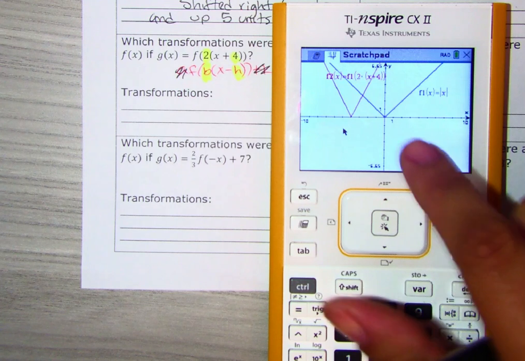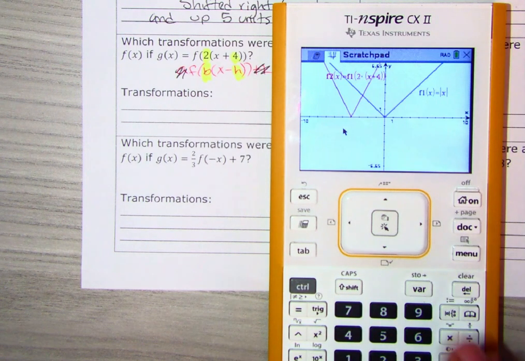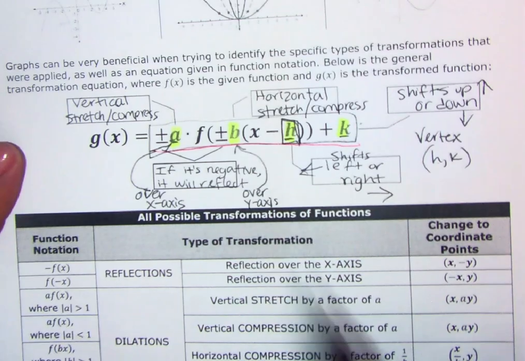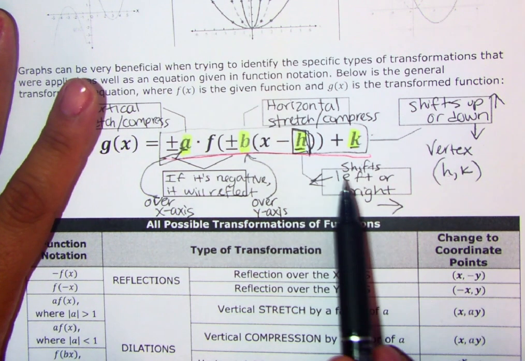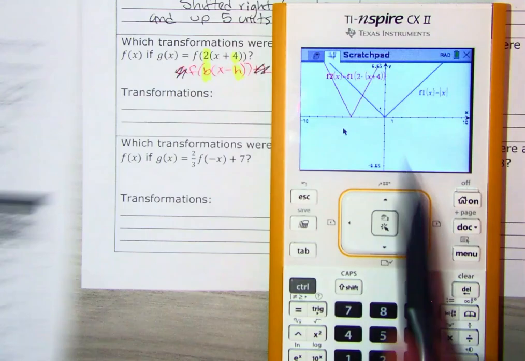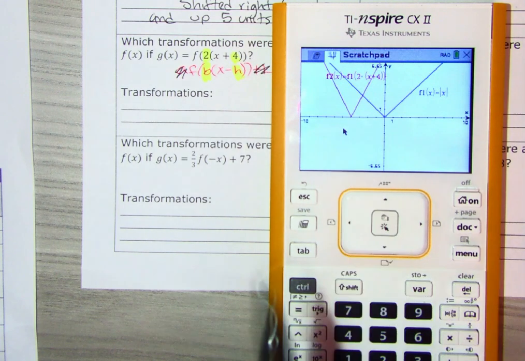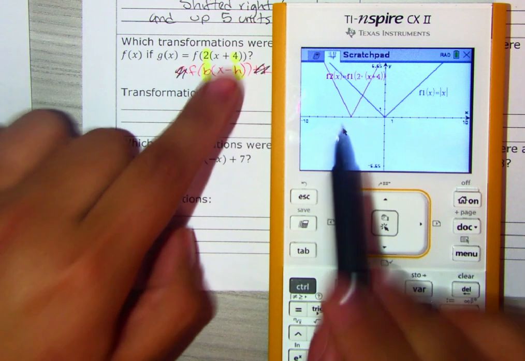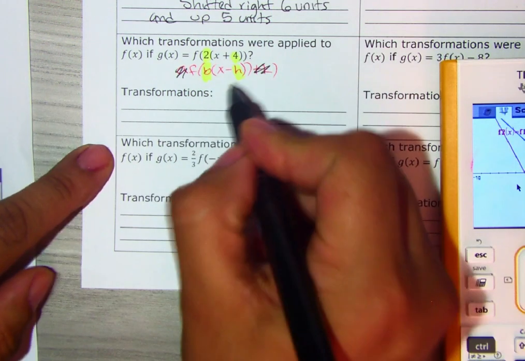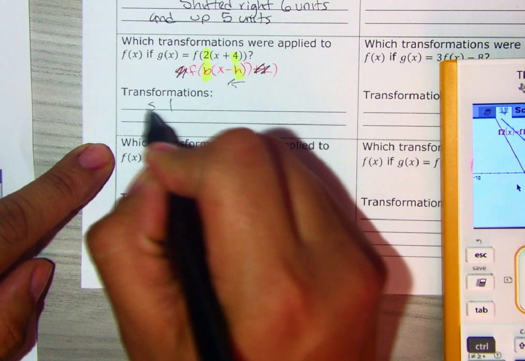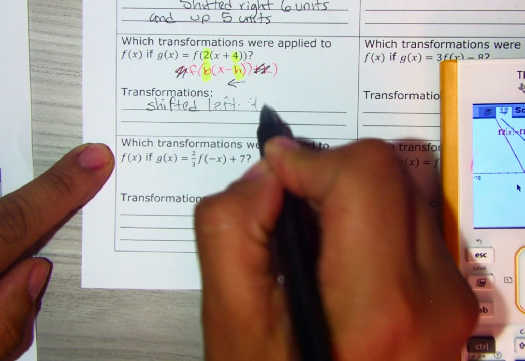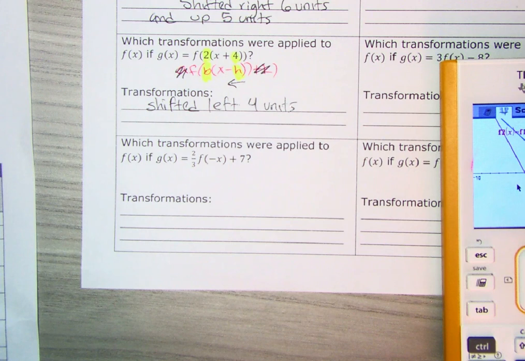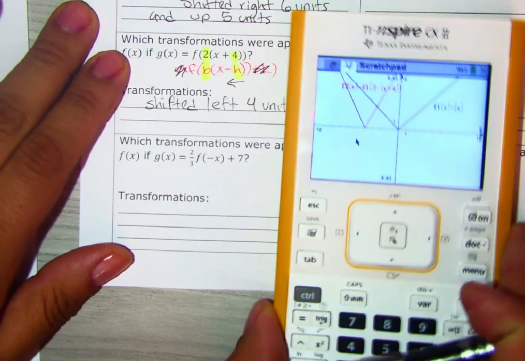So here is the new graph and we need to describe that. So again, if you look at the notes in the front, we are talking about b value. b value affects it horizontally and h value is affected by shifting it left or right. So this graph definitely shifted left. So as far as how much it shifted, that's where that 4 comes in. It shifted left 4 units. And then now that 2, we need to talk about what that 2 did.